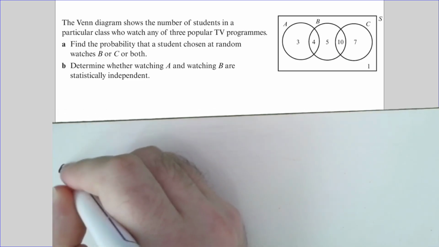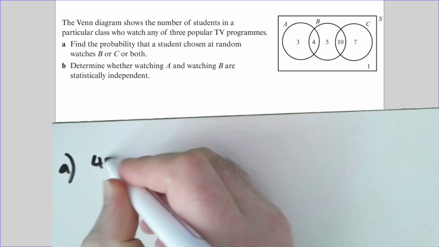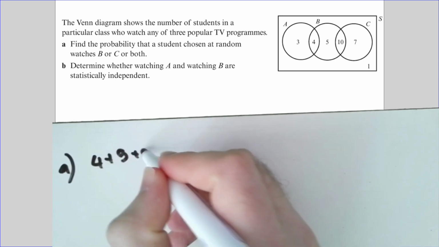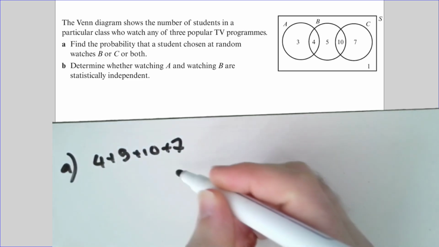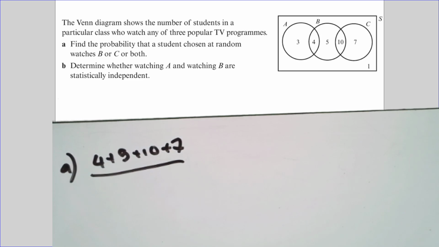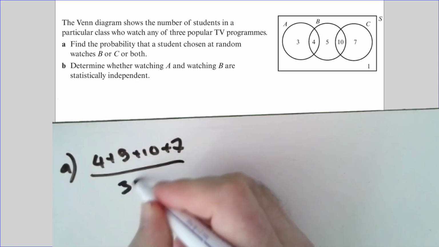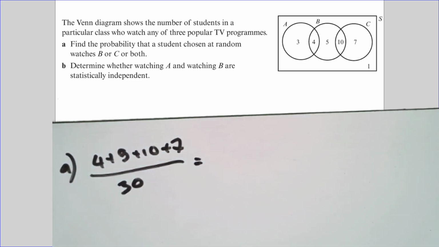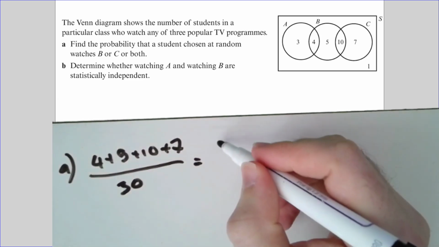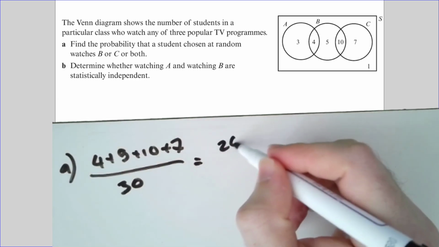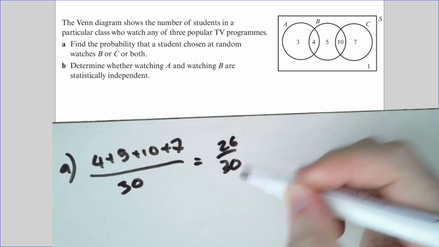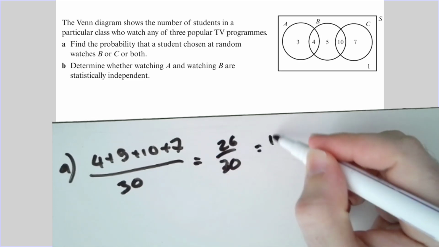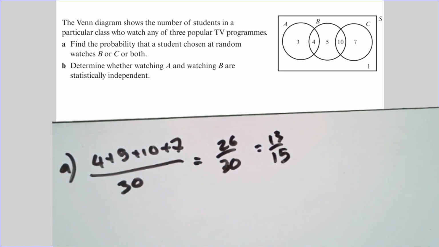So for A, we have 4 plus 5 plus 10 plus 7, all out of the total, which is 30. So adding these things all up, we should get to 26 out of 30. We can divide top and bottom by 2 to get 13 out of 15.